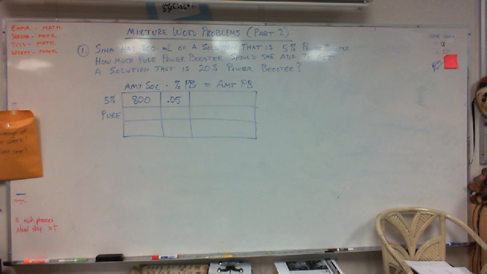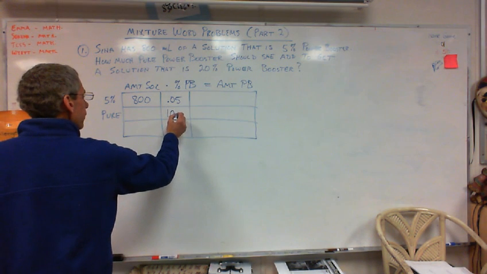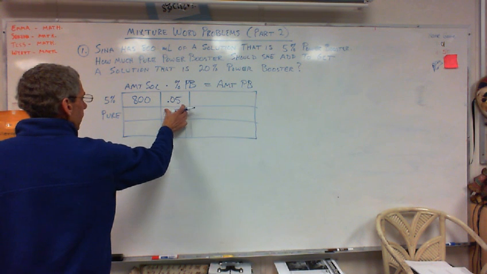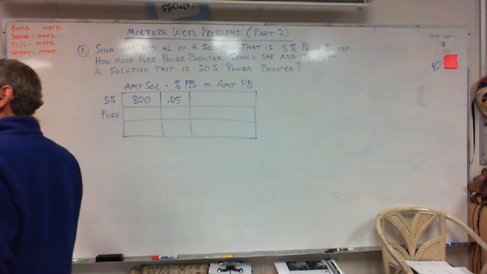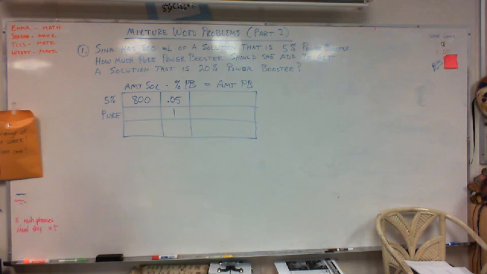Okay? What does pure mean in terms of percent? 100%. Pure is 100%, whatever that is. If you have pure orange juice, it's 100% orange juice, right? If you have pure salt, it's 100% salt. You have pure power booster, 100% power booster. So I'm going to put 100%. How would I write that as a decimal? 1, right? So there, boom. Because 100, you bring the decimal over 2 places, it's just 1.